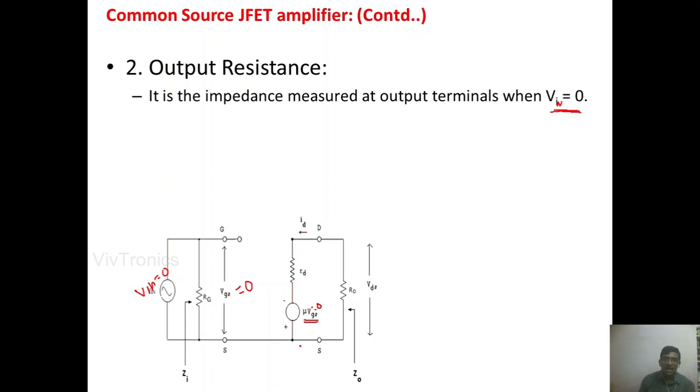Therefore, at the output side we have only two components: RD, the external drain resistor, in parallel with rd, the internal drain resistance.